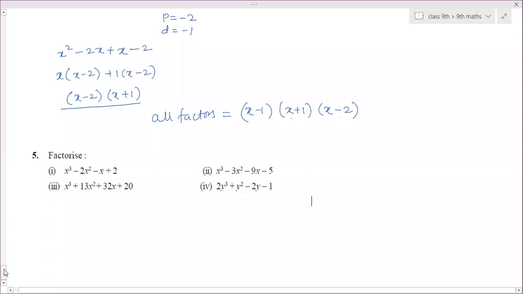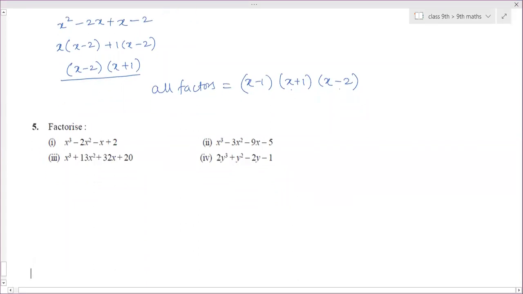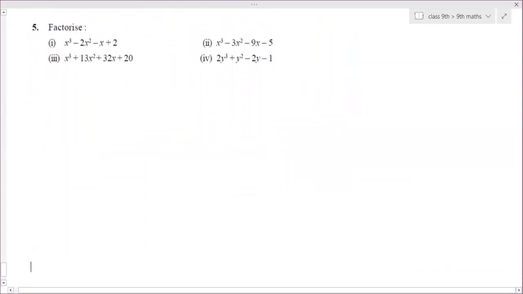Yes. For factorizing the third question, is it x plus 2 into x plus 10 into x plus 1? I need to check. I am also doing the same thing. Wait. Can you just do it and show here, because I'm not getting it at all. What are you not getting? You got the g(x) value? No, I'm not getting g(x).